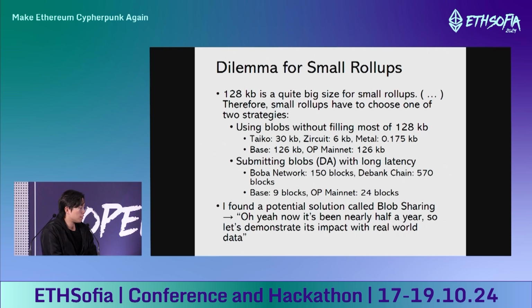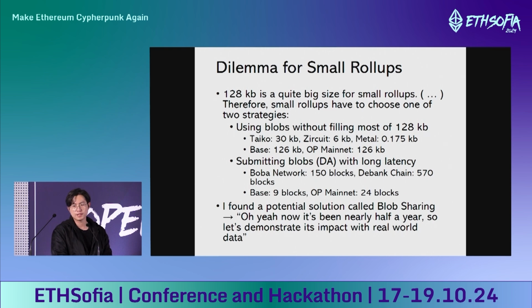For example, Taiko's average real blob size is 30 kilobytes, Zerkit's is 6 kilobytes, and Metal's is 0.175 kilobytes. But big rollups like Base use 126 kilobytes, and the OP mainnet is the same.